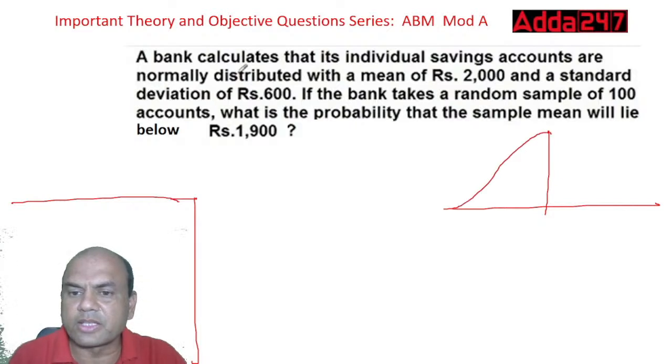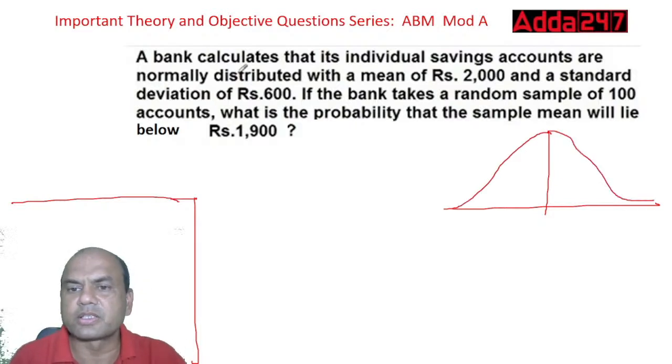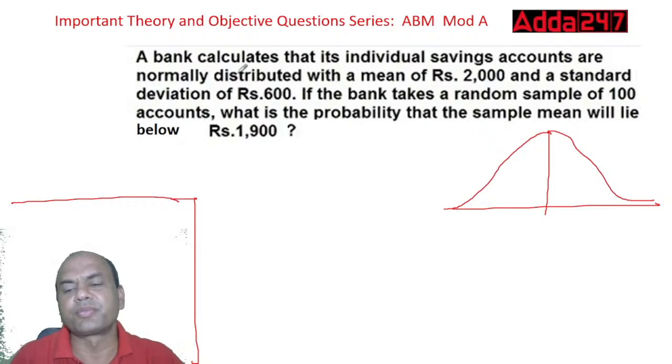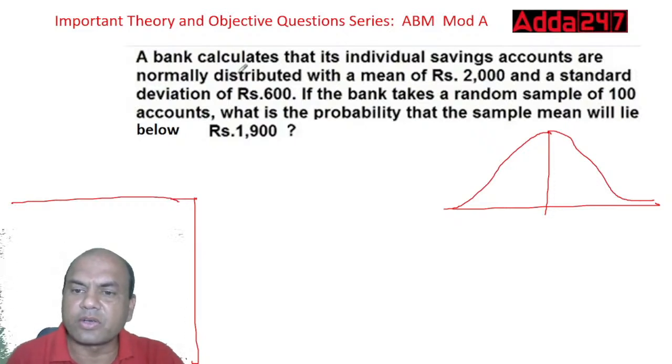So what is given in this problem? The mean is given as 2000. This mean always lies at the center. This is the mean, and this is known as the population mean, mu. That is, 2000 is the population mean.